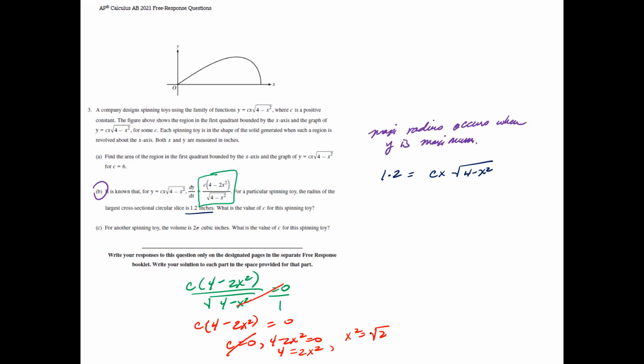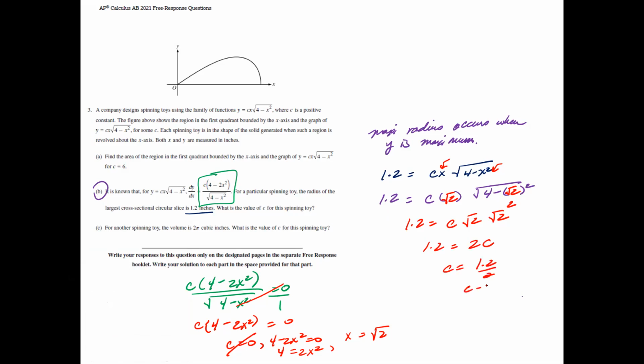So then looking at this, the only option that I have here is x is equal to the square root of 2. So then I'm going to go back over here and replace the x's with the square root of 2. So 1.2 is equal to c, and I'm going to replace that x with the square root of 2. So let's go ahead and evaluate this. Square root of 2 times square root of 2 is just going to give me a 2. So 4 minus 2 is 2, and the square root of 2 times the square root of 2 is just 2c. So c equals 1.2 divided by 2, and then c is equal to 0.6 in this situation.